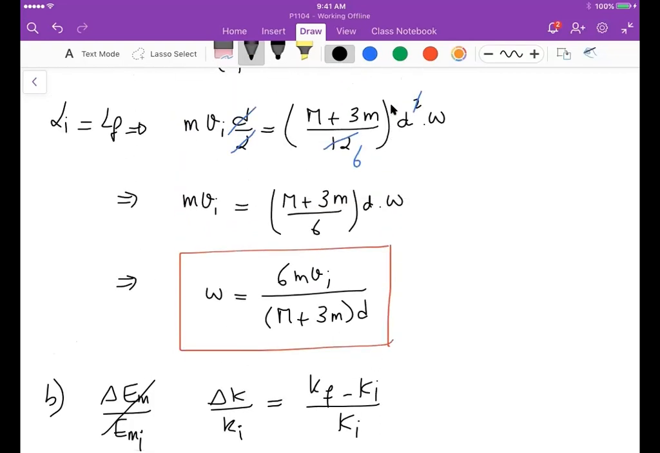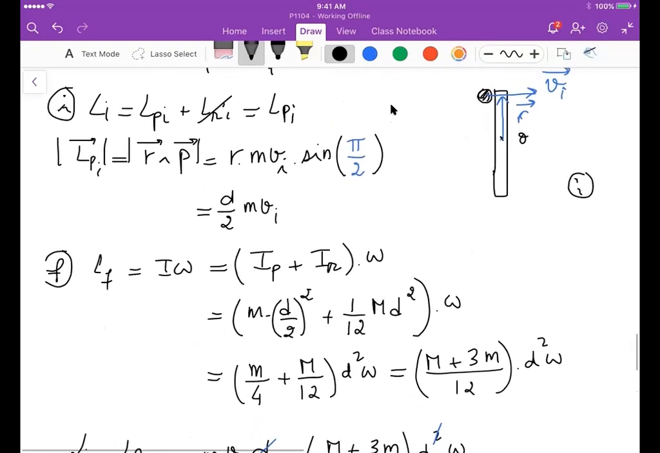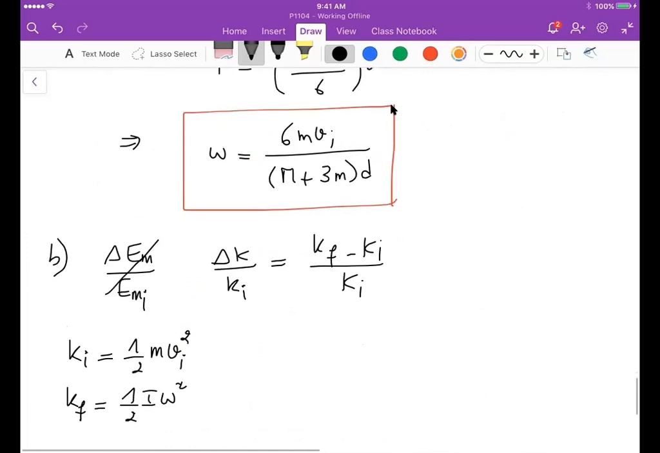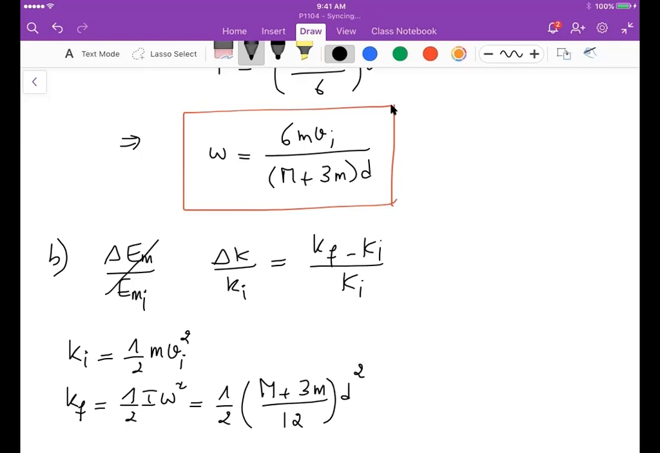We already found I before, it was m plus 3m divided by 12 times d squared. So 1 over 2 multiplied by I, which is m plus 3m divided by 12 multiplied by d squared, which we have actually derived in the previous part, multiplied by omega squared. We have omega here, but we need to square it, so we get 36m squared vi squared divided by m plus 3m squared multiplied by d squared.